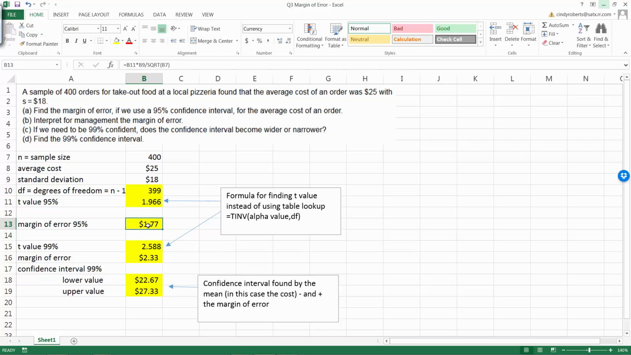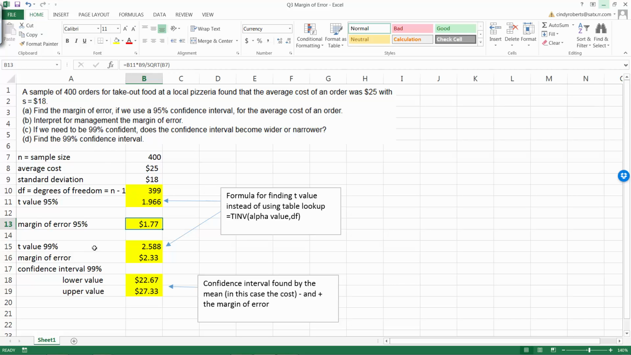So from here, to find my margin of error, as I mentioned earlier, notice I'm just referencing cells, but I take the t-value, 1.966, I multiply it by the standard deviation, 18, that's the B9, and I divide it by the square root of the sample size. Okay, so again, that's the t-value times the standard deviation divided by the square root of the sample size. All right, and then I'll let you interpret the margin of error, part B.